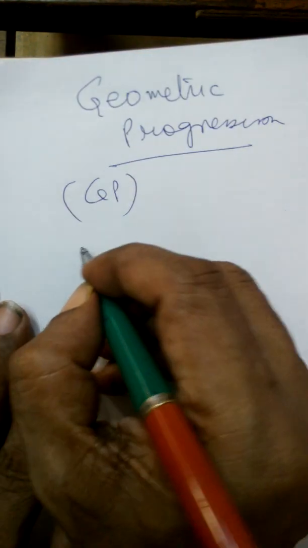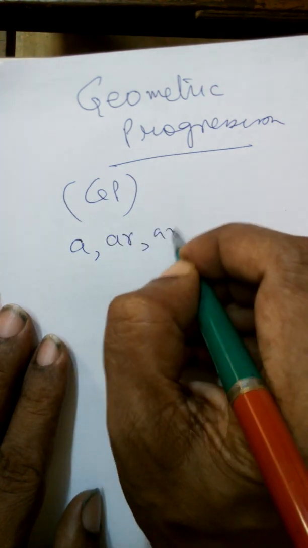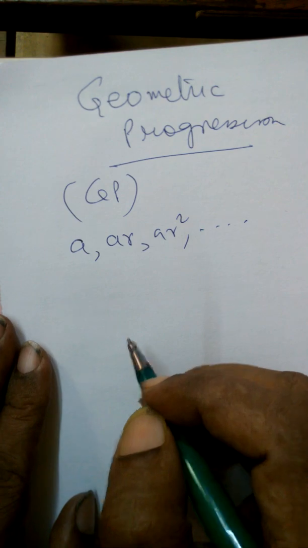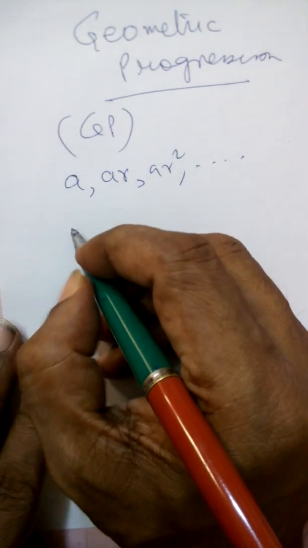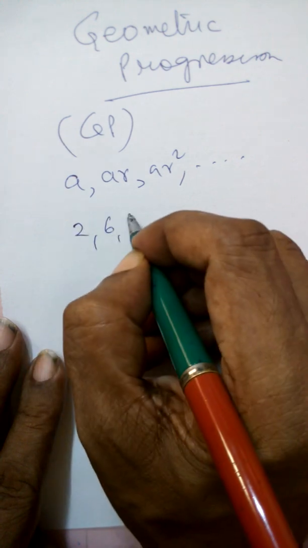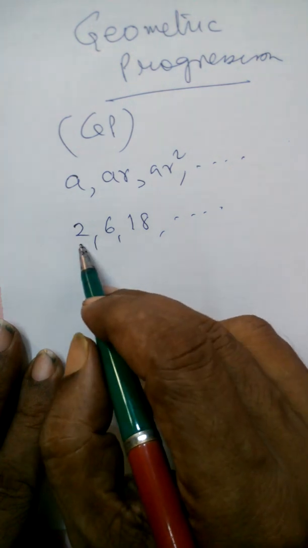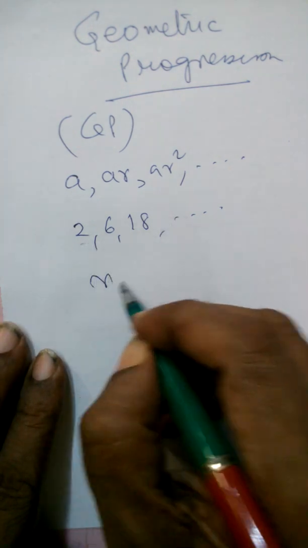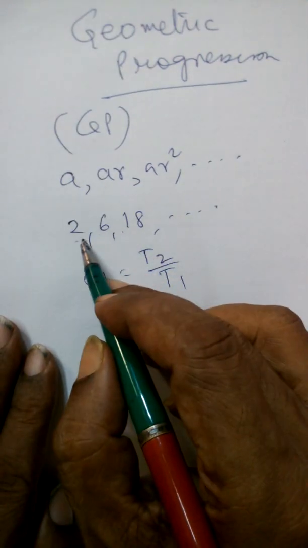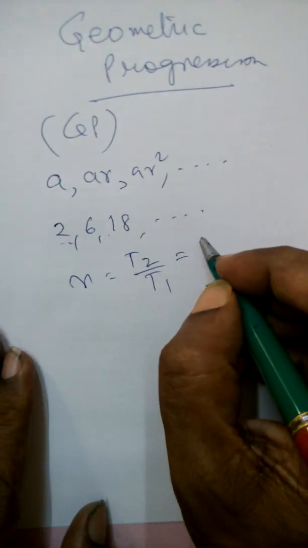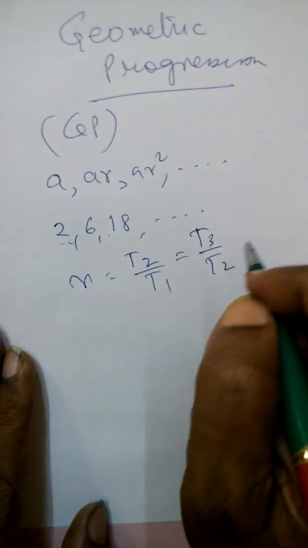In a GP we get the sequence: A as the first term, then the number multiplied, AR, then AR square. In this way we get the figures. So if I say the sequence of numbers is like this, 2, 6, 18, then in this way we get a sequence of numbers where a ratio is there. What is the ratio? That is called R: the second term by first term. 6 by 2 is 3, and again the third term by second term, 18 by 6, is also 3.